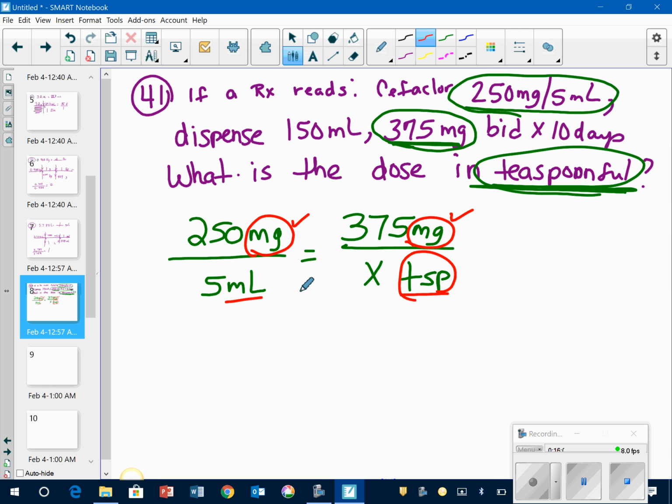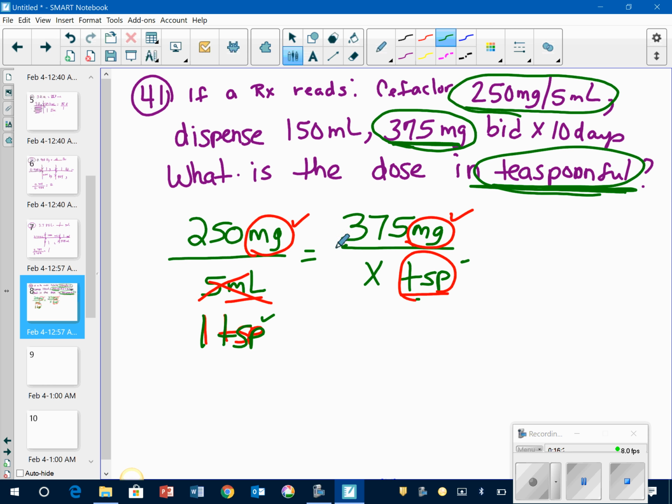So now what we're going to do is convert 5 milliliters to teaspoons. And you can set this up in your conversion cross if you wanted to, or this one's an easy one. We know 1 teaspoon is equal to 5 milliliters. Okay. So then you have teaspoons and teaspoons. So now we're good to go.